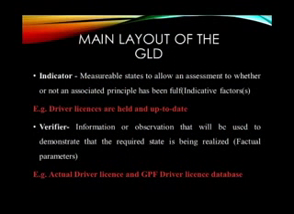An indicator, on the other hand, is something that is measurable. So, for example, a driver's license is held by the owner or the operator. That person who has to drive the car has a driver's license. So it's measurable, and it allows an assessment of whether or not an associated principle has been fulfilled. A verifier, on the other hand: how do you verify that a driver has a driver's license? The actual driver's license will be held in the person's hand. Therefore, a verifier can be defined as information or observation that will be used to demonstrate that the required state is being realized, or that there is something factual there to verify that this is happening in principle.